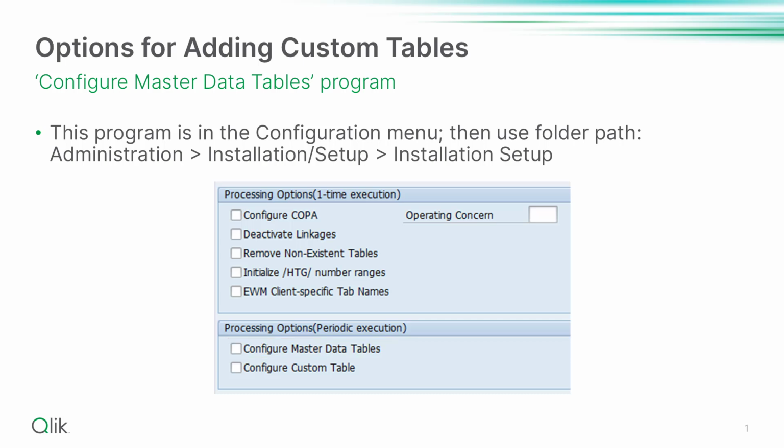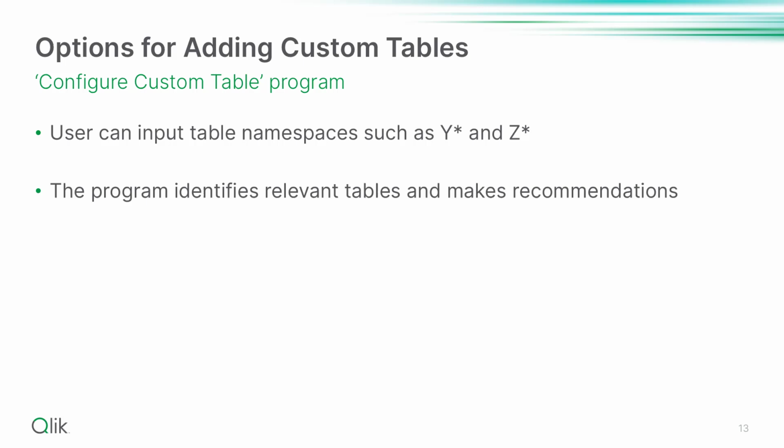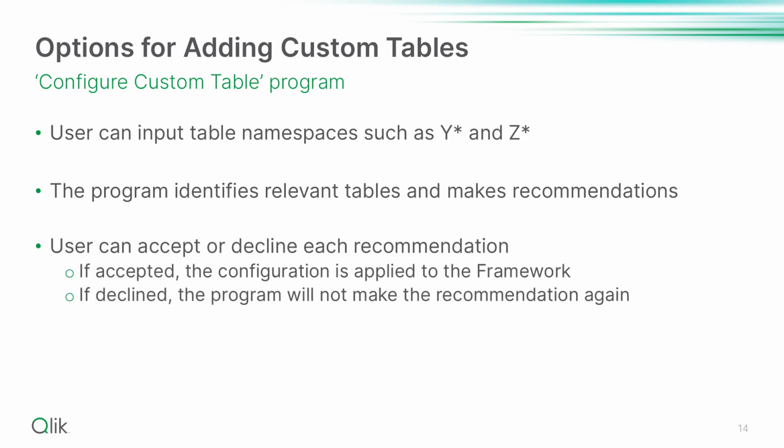Let's now have a look at the Data Echo framework. As you might expect, tables can be manually added into this framework, but they can also be added using the Qlik utility named Configure Custom Table, which can be executed on demand. The user can input table namespaces, for example Y star and Z star, and then it identifies relevant tables and recommends possible table and field relations for the user to review. The user can accept or decline each recommendation as they see fit.